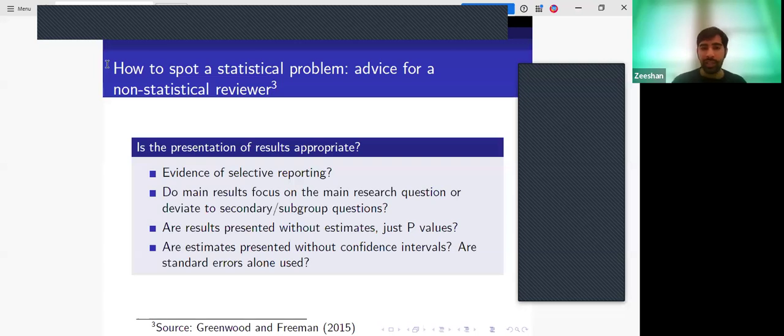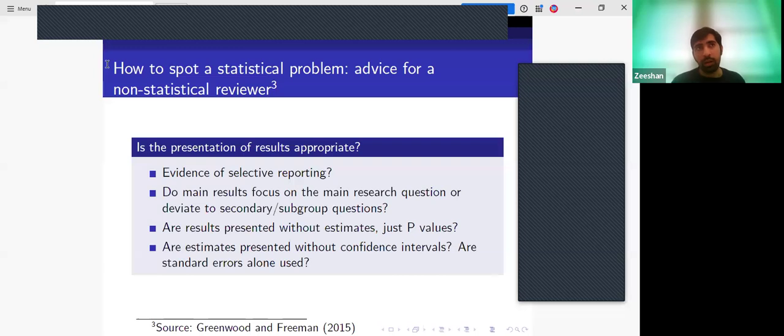Are results presented without estimates, just p-values? Sometimes researchers, particularly non-statistical researchers, usually add p-values and that's it if they are going to test. But this is not the right way of doing things. So you have to add the estimates as well. Confidence intervals are a better alternative to reporting p-values. So you can probably replace them as well.